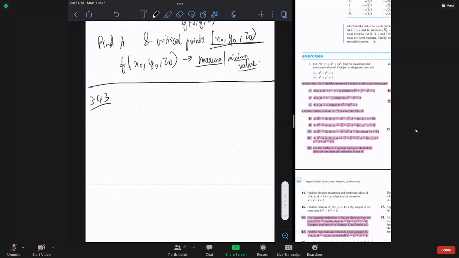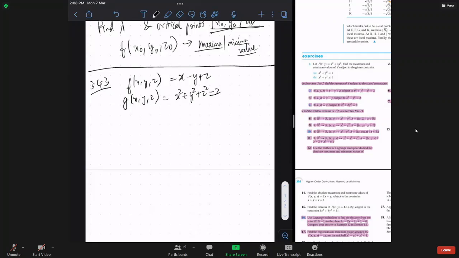So this is the first problem. They're asking us to find out the extrema of a particular function f subjected to given constraints. So the function f of x, y, z is x minus y plus z, and your g of x, y, z, which is your constraint function, is given as x squared plus y squared plus z squared minus 2. You can also have it as equal to 2, the constant term doesn't really matter here.